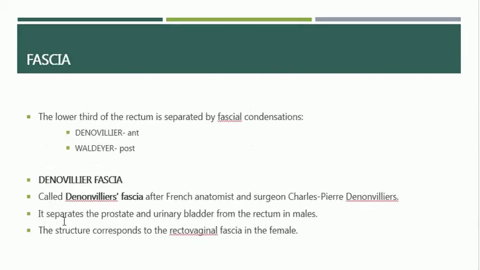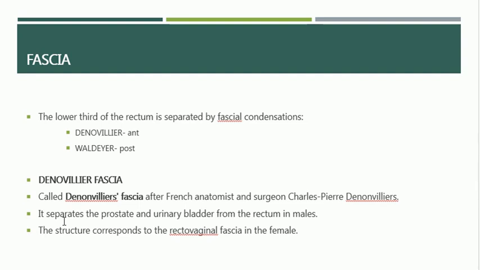So fascias, we are talking about the surrounding fascias. The lower one-third of the rectum is separated by fascial condensations. Around the lower one-third, there are fascial condensations. Anteriorly, it is called the fascia of Denonvilliers. Posteriorly, it is Waldeyer's fascia. So these two important named fascias are important, and their significance is they play a role in the spread of cancer, malignancy of the rectum.